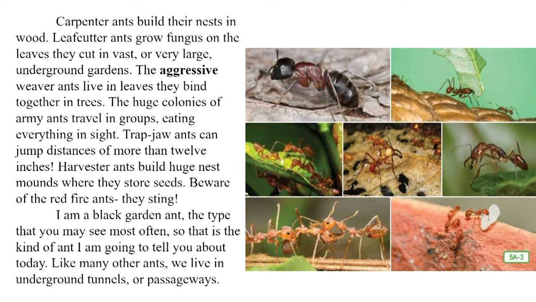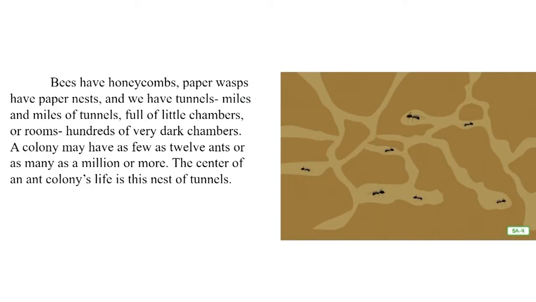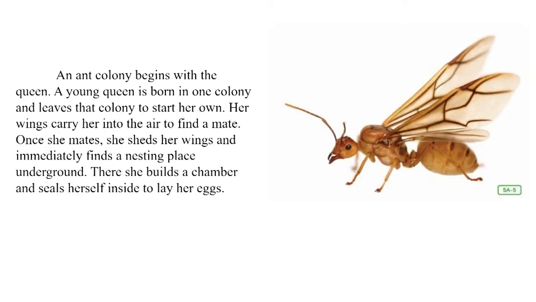Like many other ants, we live in underground tunnels or passageways. Bees have honeycombs, paper wasps have paper nests, and we have tunnels, miles and miles of tunnels, full of little chambers or rooms, hundreds of very dark chambers. A colony may have as few as 12 ants or as many as 1 million or more. The center of an ant colony's life is this nest of tunnels.